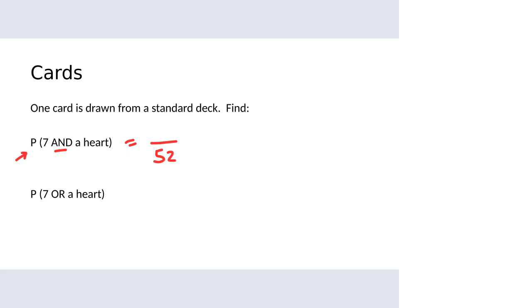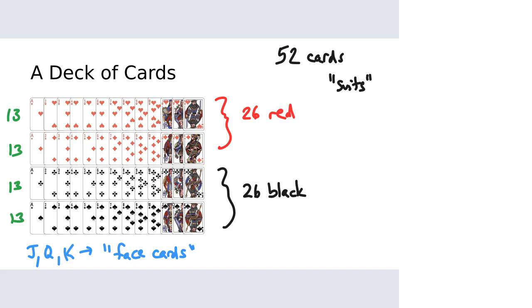When I go back and I want to find a card that is a 7 and a heart. Okay, well, that's a 7 and a heart. That's a 7, but it's not a heart, it's a diamond. And that's a 7, but it's not a heart, it's a club. And that's a 7, but it's not a heart, it's a spade.